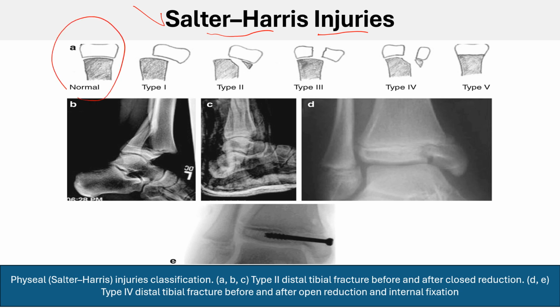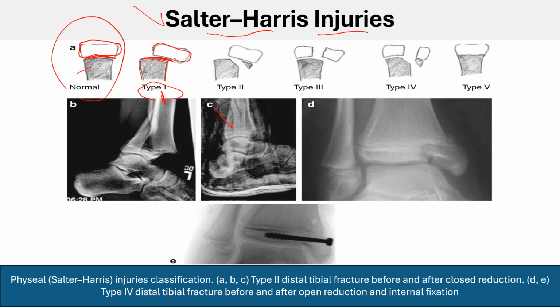This is normal, this is the metaphysis, this is the growth plate, and this is the epiphysis. Here, type 1, you have intact metaphysis, intact epiphysis, but you have fracture through the growth plate. If it's displaced, the diagnosis will be easier. If it's not displaced, the diagnosis can be difficult. But type 1 is the fastest one to heal and the complications are rare.